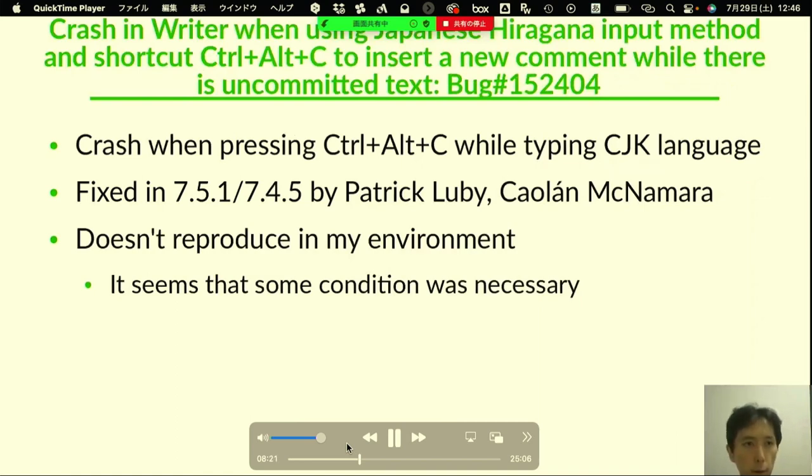This case is a crash case. In Writer, when using CJK input and the keyboard shortcut Control Alt C, which is the insert comment feature, a crash happened. It is a problem, and now fixed. It doesn't reproduce in my environment, so I don't know the reason, but it seems that some coordination was necessary.